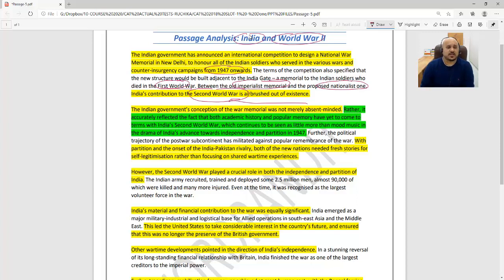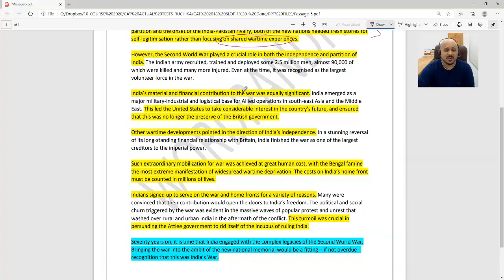Further, the political trajectory of the post-war subcontinent has militated against popular remembrance of the war. With partition, the onset of India-Pakistan rivalry, both of the new nations needed fresh stories for self-legitimisation rather than focusing on shared wartime experiences. So it was about getting rid of the past. Hence, World War II has been removed out of the perspective, right? It's not something that is given its due.